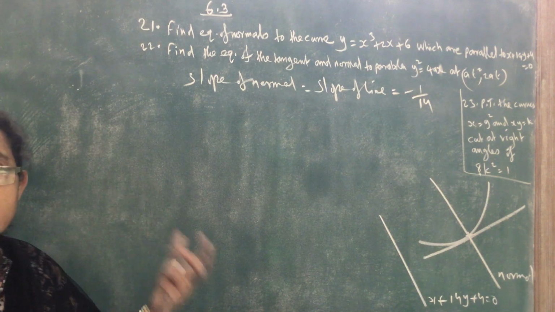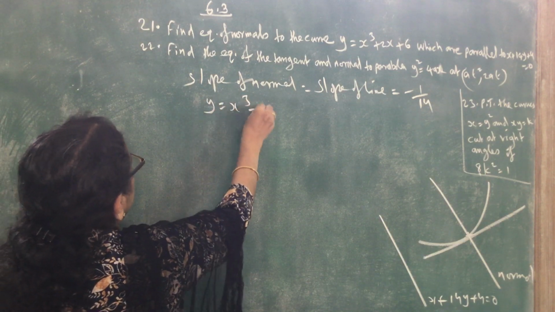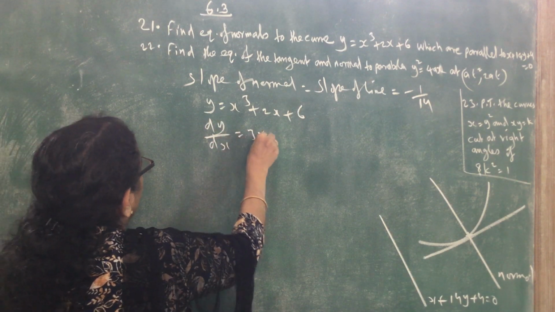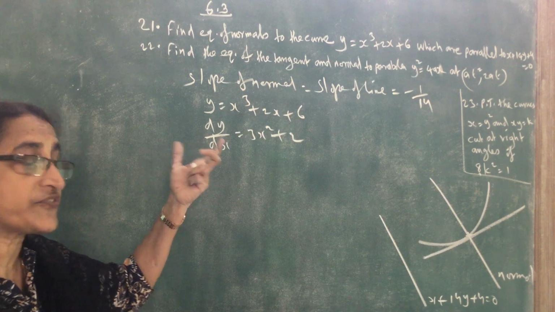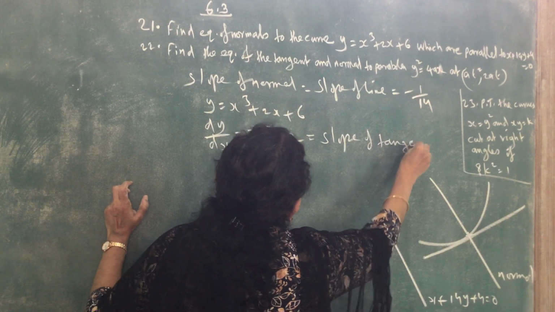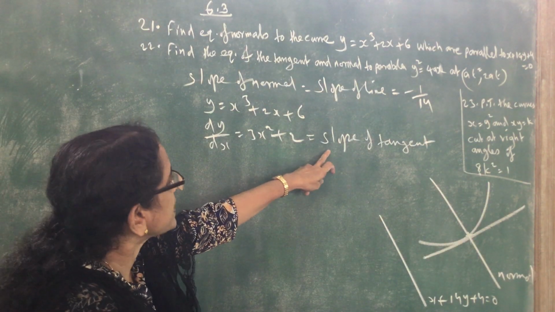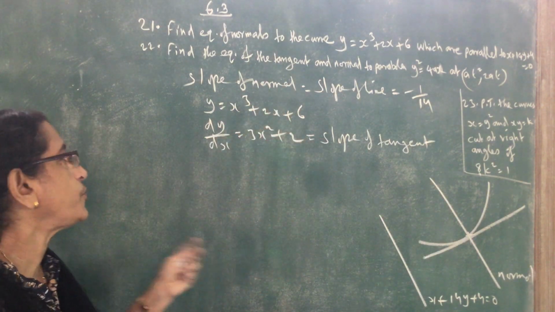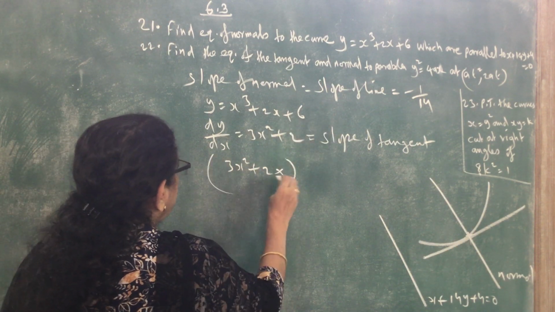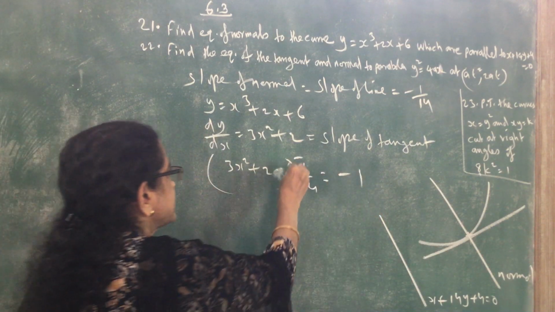Now from the equation of the curve, we can find the slope of the tangent. Equation of the curve is y equal to x cube plus 2x plus 6. So dy by dx is equal to 3x square plus 2. That is the slope of the tangent. Tangent and normal are perpendicular to each other. Therefore, slope of the tangent into slope of the normal equal to negative 1. So 3x square plus 2 into negative 1 by 14 equal to minus 1. We can cancel negative 1.